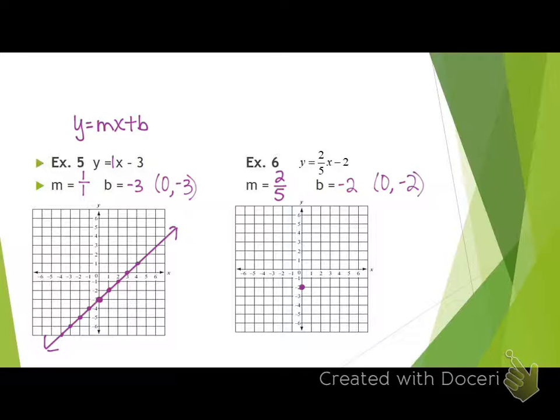Up 2, right 5. We can go up 2, right 5. You should do both ways so that we can get as many points as we can, which means instead of up and right, we go down 2, left 5. Down 2 and left 5. That's all the points that will fit on this graph. So it is important to have all 3 of those in this case. That's about as close as I'm going to get. Questions, concerns about graphing from slope-intercept form?